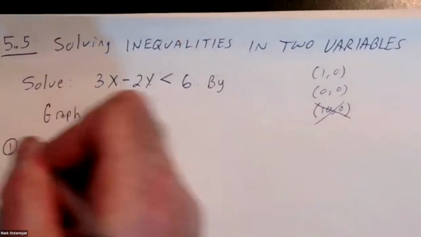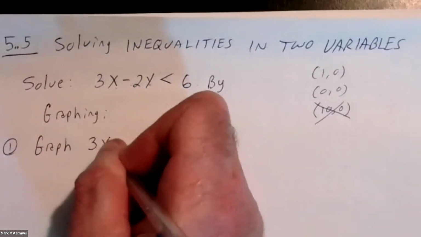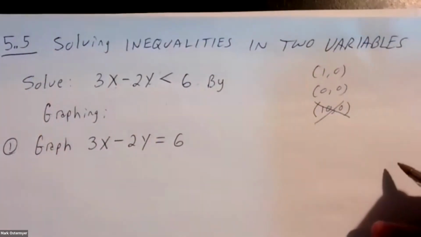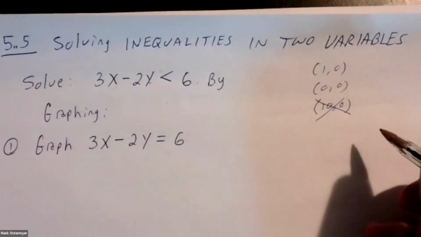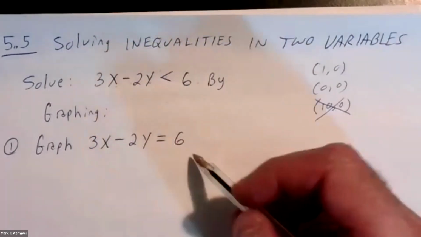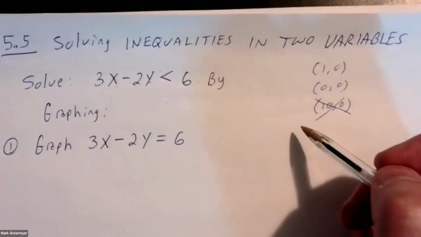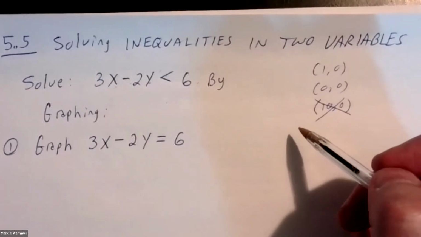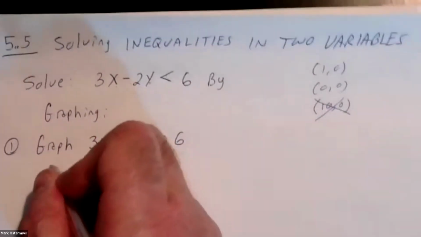So step number 1 is we have to graph the associated boundary first. So we must graph the associated equation. Got to graph the equation first. And how do we do that? Well, there's many ways to graph a linear equation. You could get this in the slope-intercept form if you want to, or you could use maybe some other technique. I'm going to use the XY intercept method.